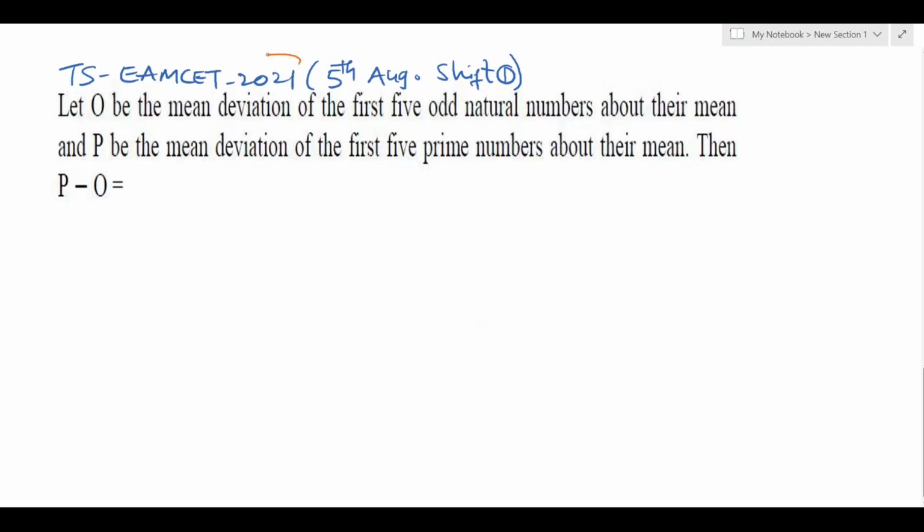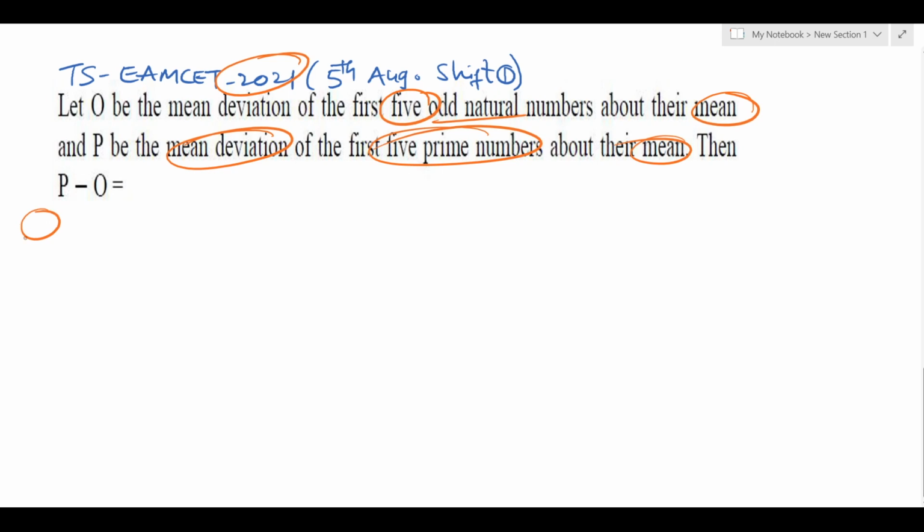This is Eamcet 2021, 5th August shift 1 question. Let O be the mean deviation of the first 5 odd natural numbers about their mean, and P be the mean deviation of the first 5 prime numbers about their mean. Then P minus O is equal to dash.